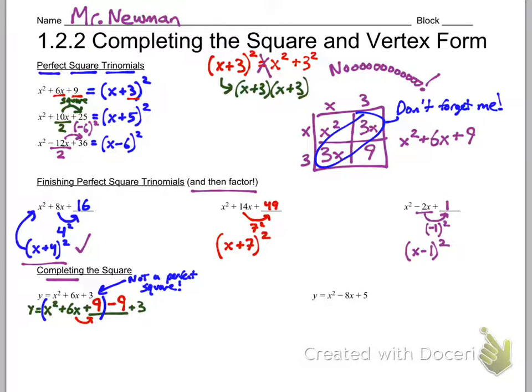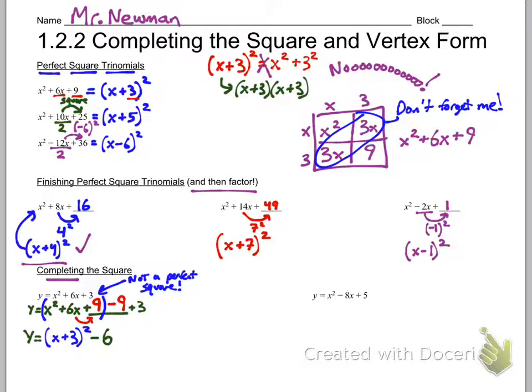So I'm going to put parentheses around the first part of the equation there. And I know that x squared plus 6x plus 9 is equal to x plus 3, all of that squared. So I'm going to rewrite it like that. Negative 9 plus 3 is negative 6, so I'm going to just put minus 6.